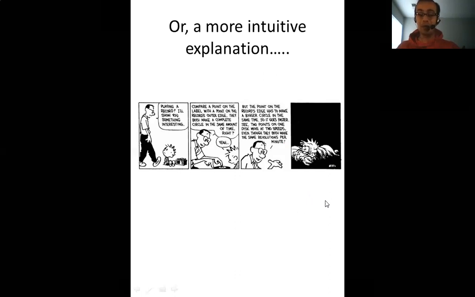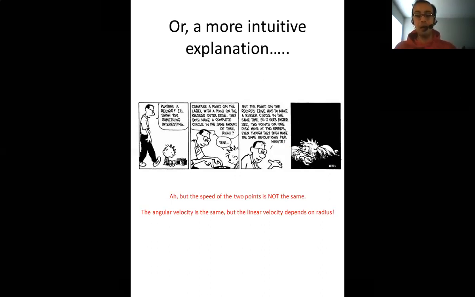But had Calvin taken his physics class, he would have pointed out that the speed of the 2 points is not the same. The angular velocity is the same, but the linear velocity is dependent on radius, as illustrated by this record.